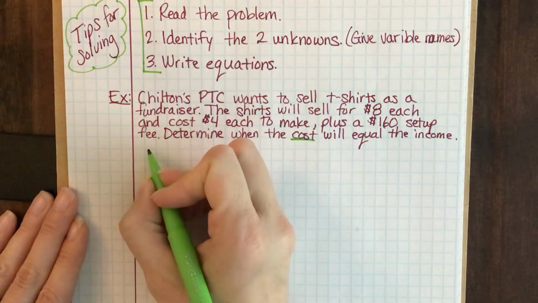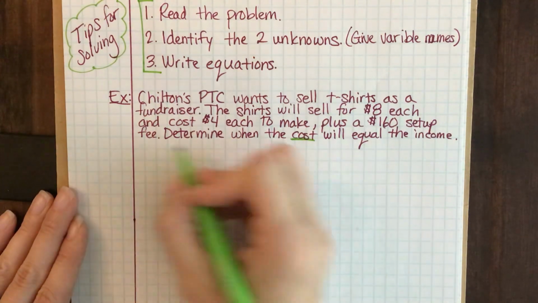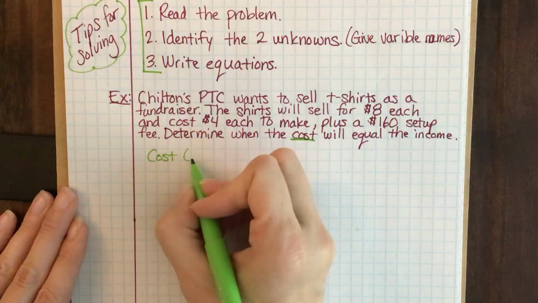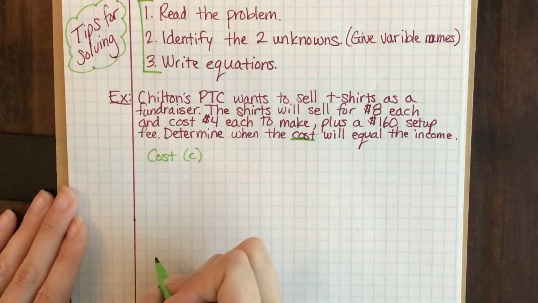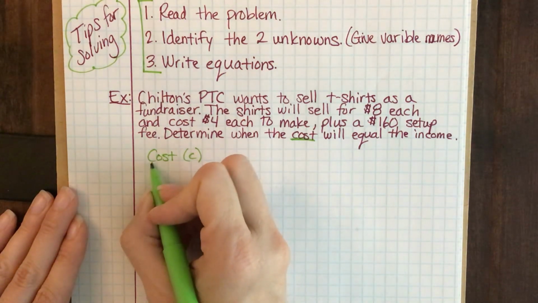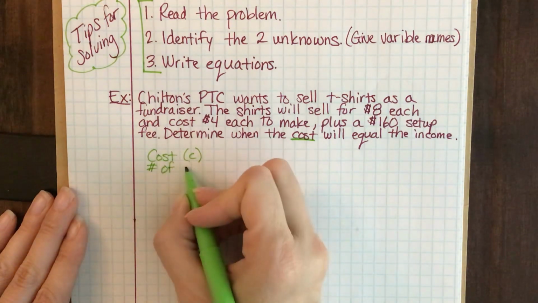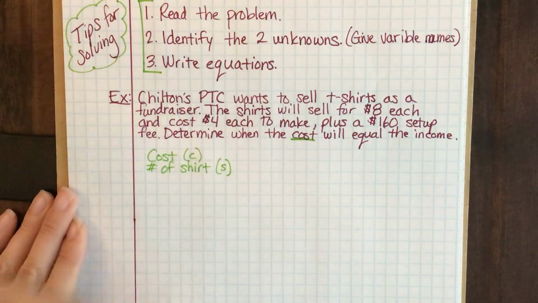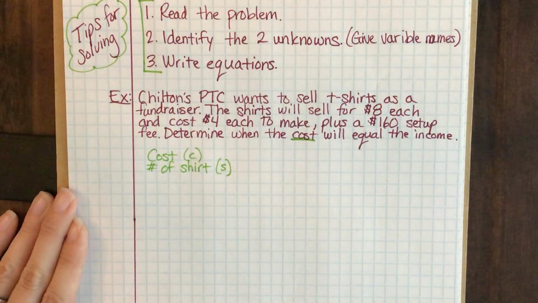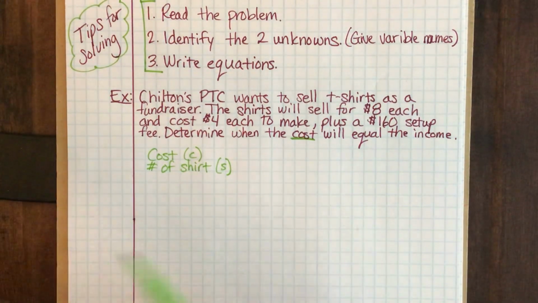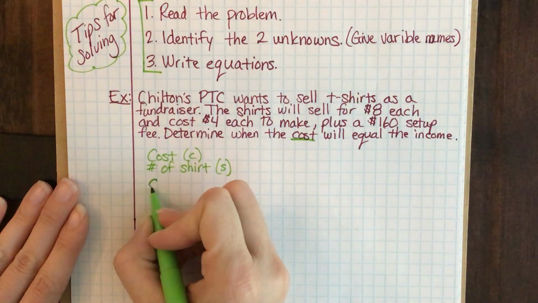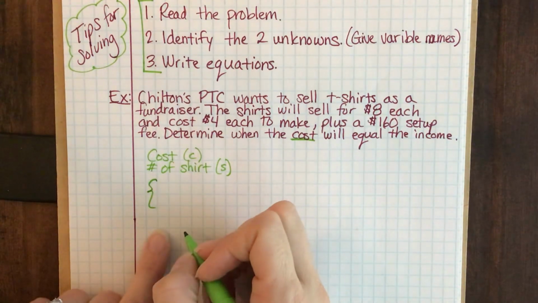So our two unknowns: unknown number one is cost, and we can give that a variable name of C. And we're also looking at the number of shirts. We'll give that a variable of S. Okay? Now that we know the two things that we're looking for, we're gonna create our equations off of that. So let me come over here and start with the first equation.